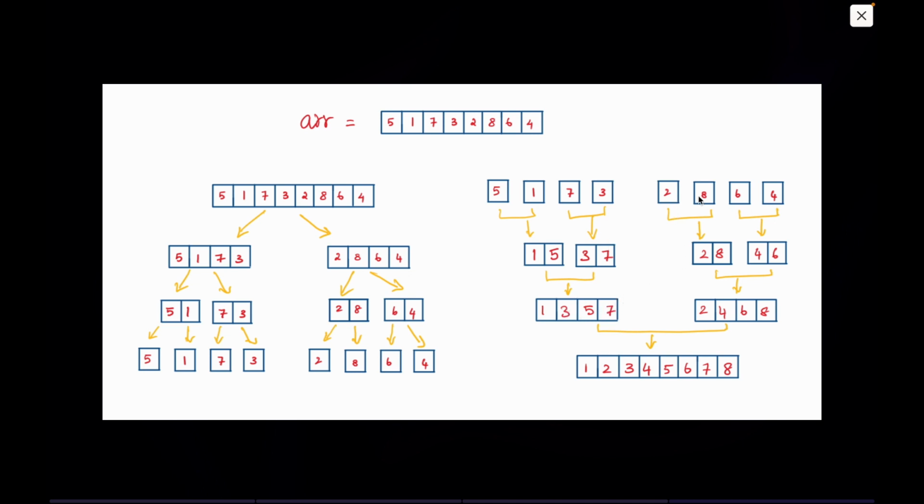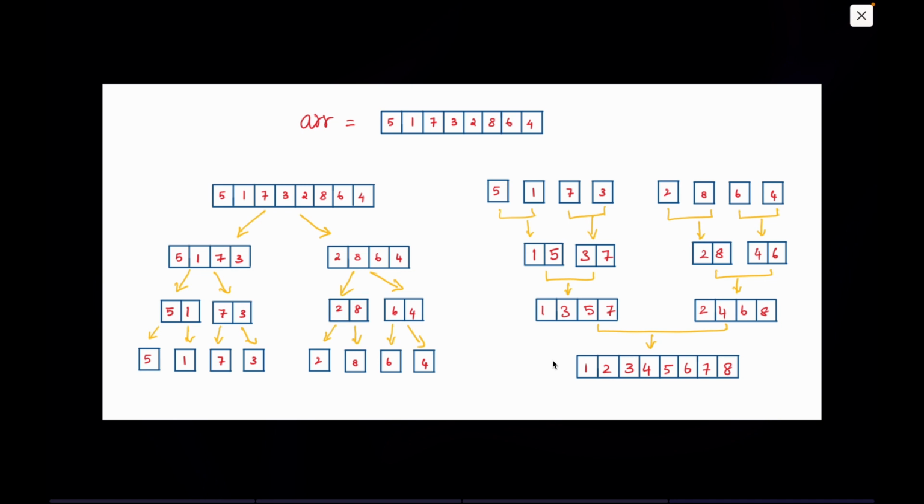Here we have got 2, 8, 6 and 4. 2 and 8 will be merged as 2 and 8 itself. But 6 and 4 will be merged as 4 and 6. Then these two arrays will be merged as 2, 4, 6, 8 into a single array. Then these two arrays will be merged. So we'll have the final product, the completely sorted array.